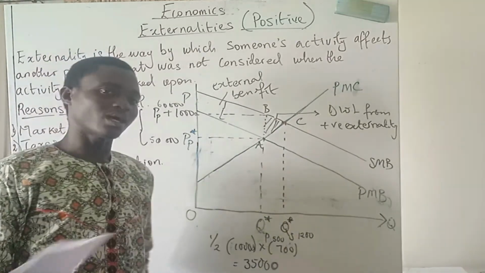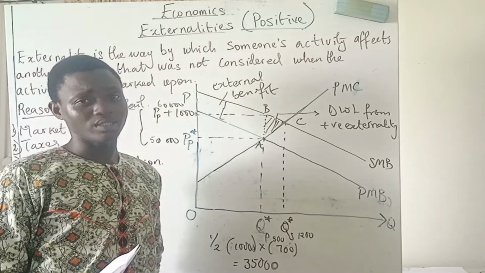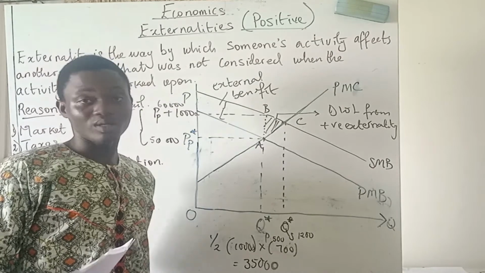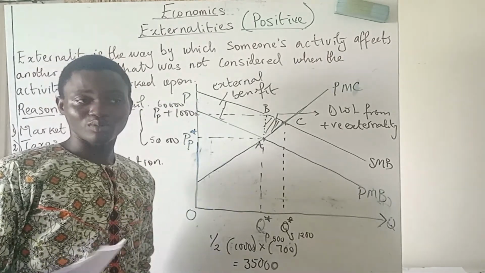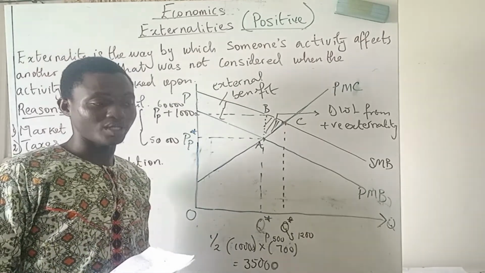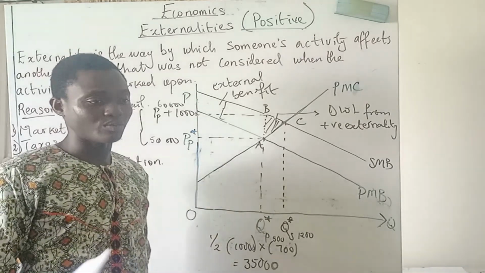So the same thing with alcohol. If Ralph were someone that takes alcoholic drinks, and when taking the drinks, he only considers his private marginal benefits, and then the firms producing it will look at the private marginal cost in determining what the price of the product should be. The forces of demand and supply interact to get the equilibrium price and what have you.